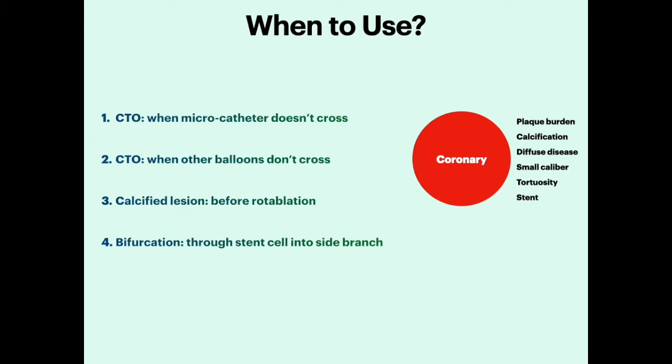In bifurcations, when you place the stent in the main vessel and you need to cross into a diseased side branch through the cells of the stent, it can be challenging in many situations. And lastly, in small vessels, diffusely diseased tortuous vessels, where the crossing ability of other balloons does not help you to deliver across the lesion, here the Nick Nano is the solution.